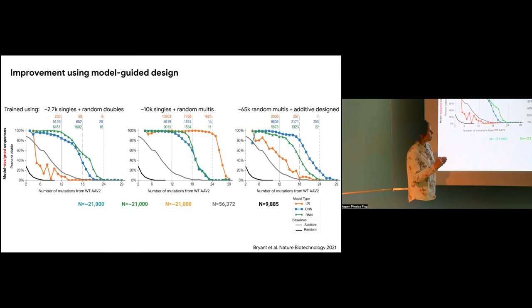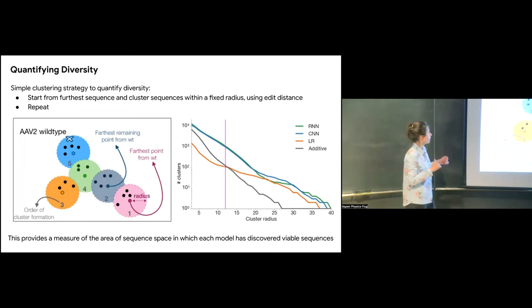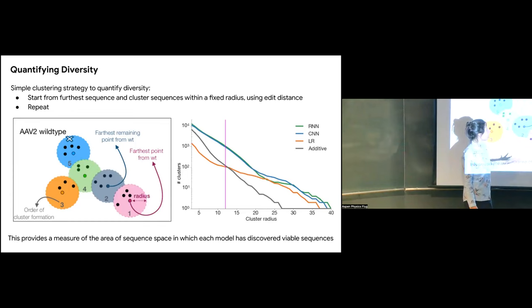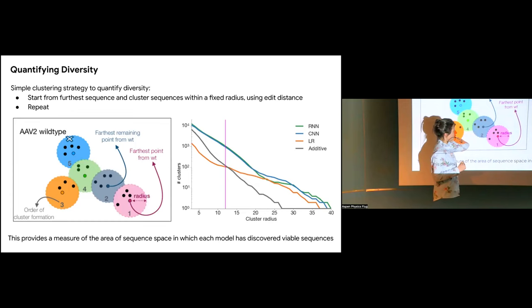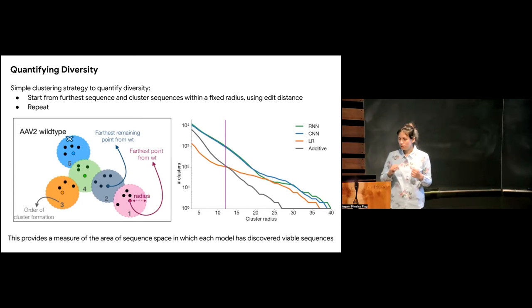The reason we know that is because we look at the diversity of the sequence designs. We came up with a way of measuring what area of sequence space they cover, by clustering how different the sequences are. The logistic regression designs were really not diverse. They looked very similar, about a factor of 10 less diverse than the neural network ones. That made us think they found this particular sequence they liked and marched towards it as much as they possibly could.